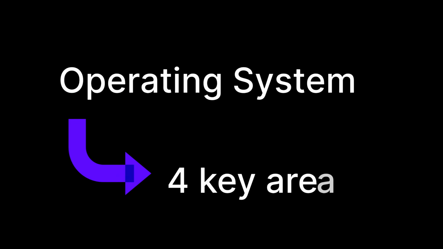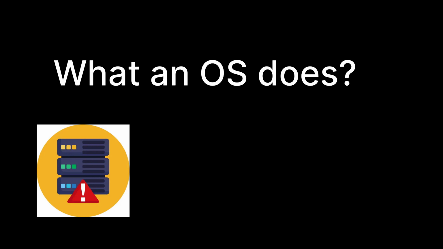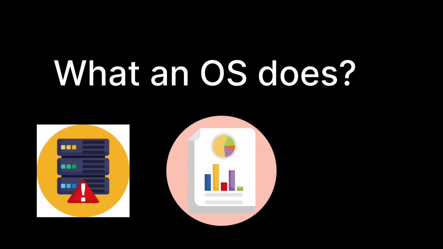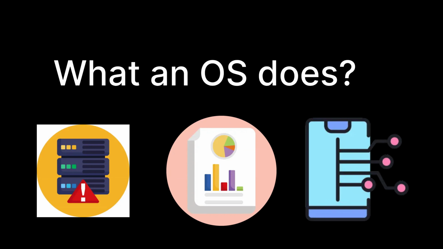What are the parts of an operating system that actually matter for security? There are 4 key areas that come up again and again. First, what an operating system does. It's the software that manages hardware, runs programs, tracks files, and decides who can access what. You can think of it as a manager, security guard, and traffic controller all rolled into one.